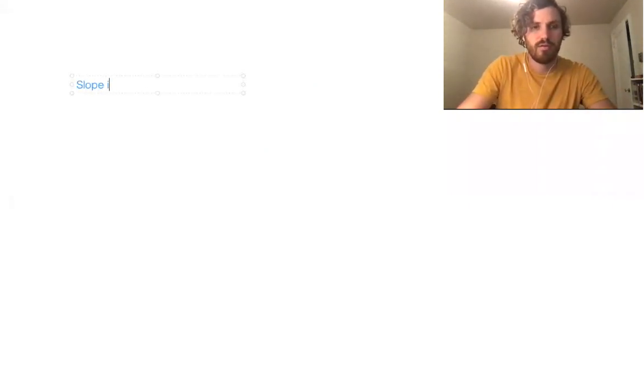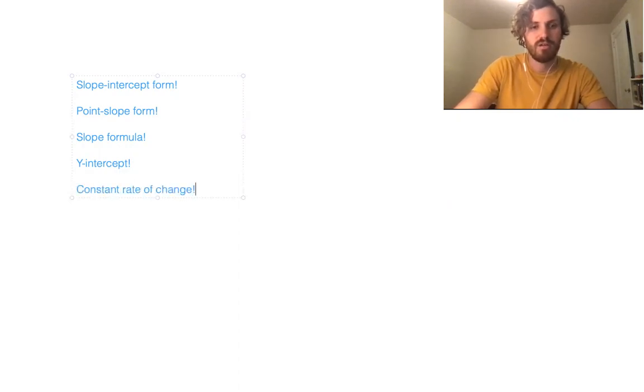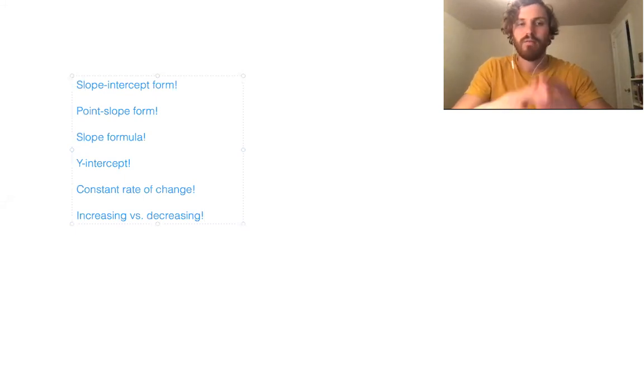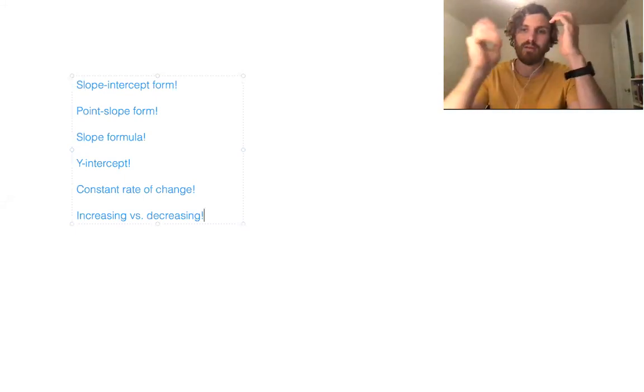And so I guess to summarize, what you really want to know is slope-intercept form. Make sure you know that. Point-slope form. Make sure you know that. The slope formula. Make sure you know that. What is a y-intercept and how do you find it? You want to know that. What does it mean to have a constant rate of change? Definitely want to know that. Think about increasing versus decreasing. Definitely want to know that. So these are the things that you kind of want to have summarized in your notes.